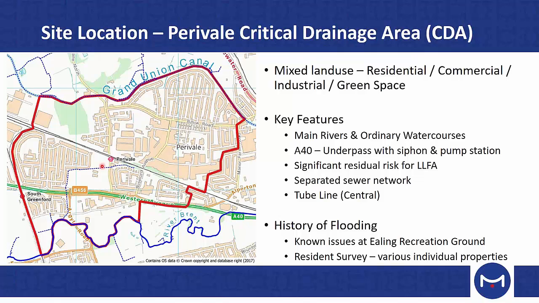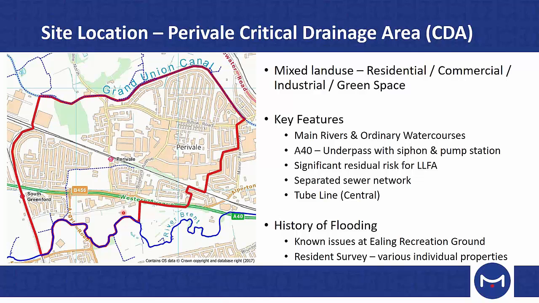It's a mixture of ordinary watercourses and main rivers. So the River Brent runs along the southern boundary, and there's a small ordinary watercourse that runs through the middle of the catchment here, amongst the Ealing recreation ground. There's a large bit of road infrastructure that runs through the middle of it, the A40, which is a major access route in and out of London on the west side. And the ordinary watercourse has actually been diverted underneath it through the use of a siphon and a pump station.